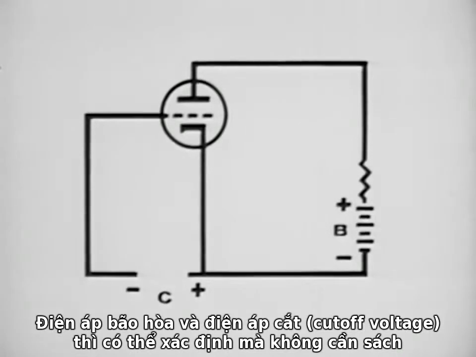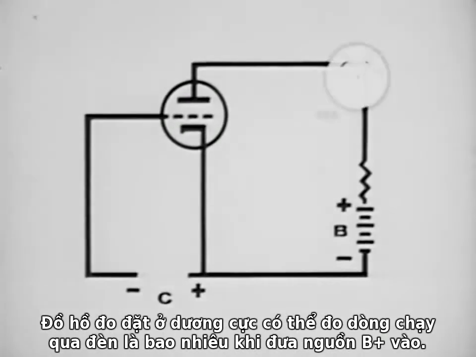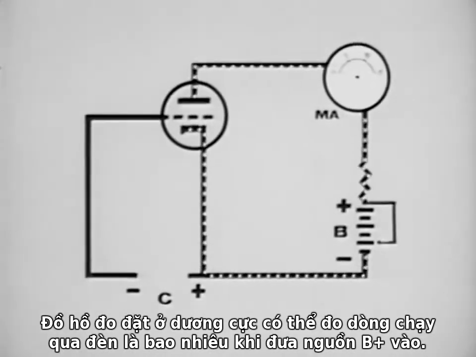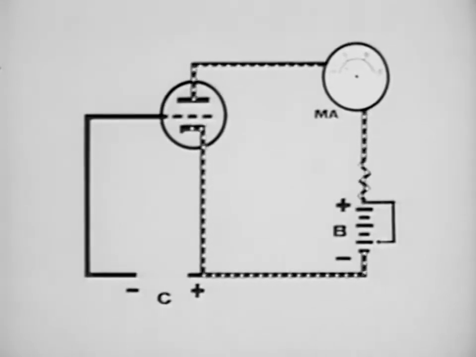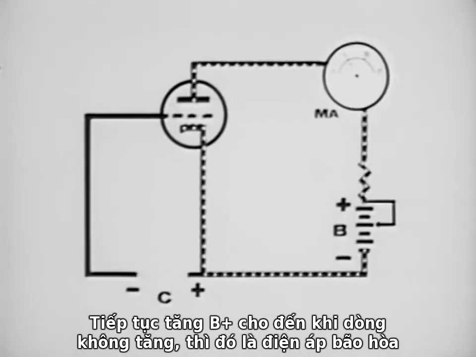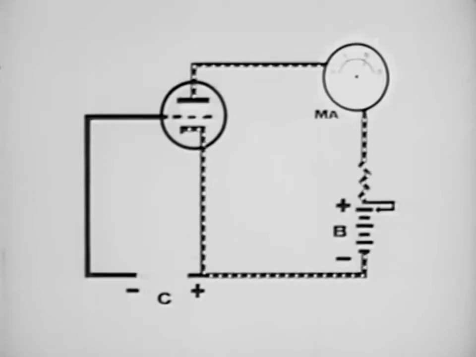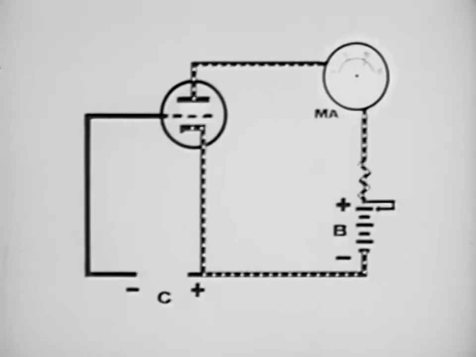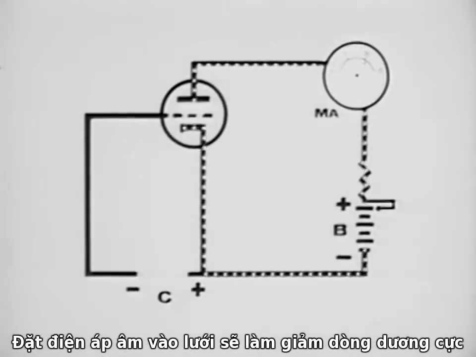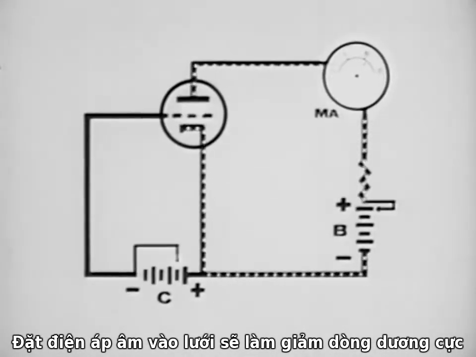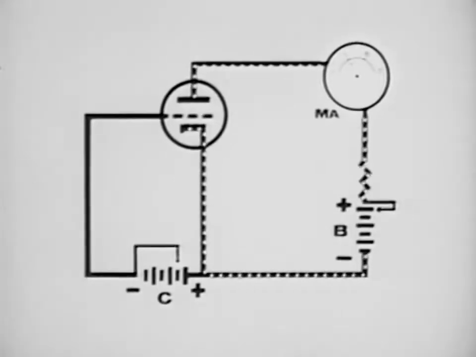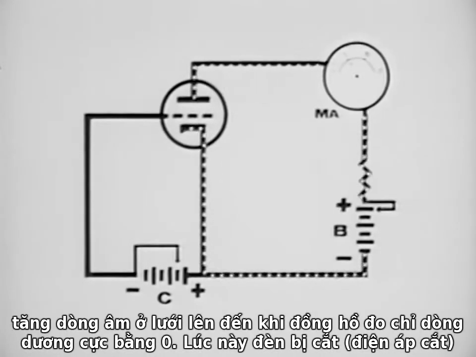The saturation and cutoff voltages can be determined without a manual. A meter in the plate circuit will show how much current will flow when a fixed B+ voltage is applied. If we increase the plate voltage until a further increase makes no further change in plate current, the tube is then saturated. Applying a specific negative voltage on the grid decreases the plate current. This negative voltage is increased until the plate current meter reads 0. The tube is now cut off.